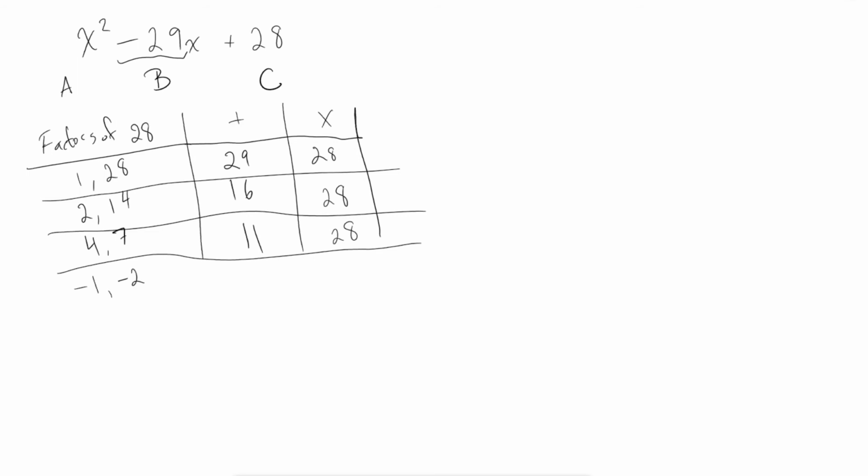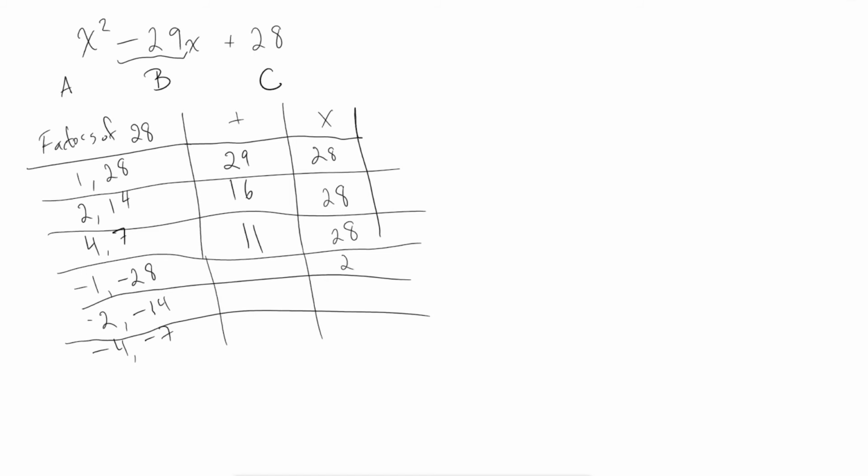So also negative 1 times negative 28 is equal to positive 28. Negative 2 times negative 14. Negative 4 times negative 7 are also options. These are options that we can choose from because they are still equal to 28 each time. And negative 1 plus negative 28 is equal to negative 29. Well, there we go. We have found our factors. We've found our F and G. We found what we were looking for.